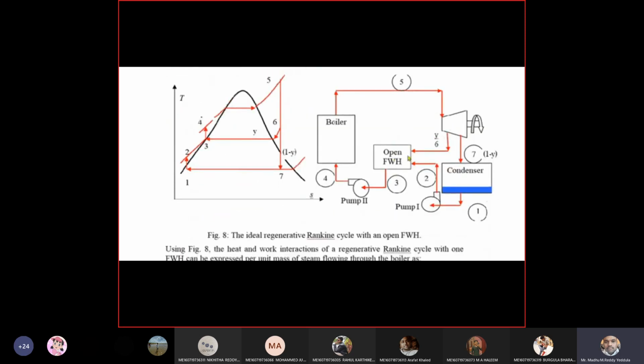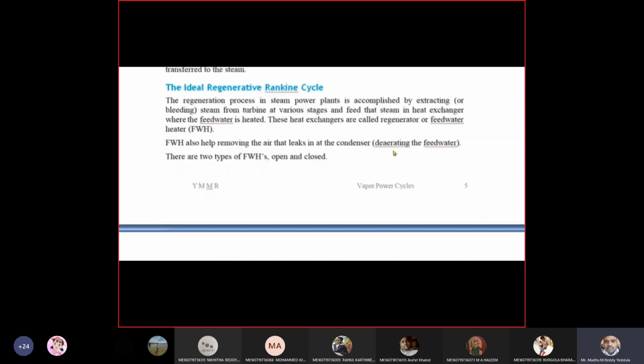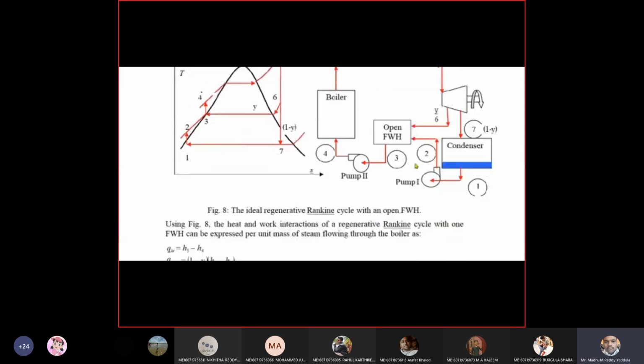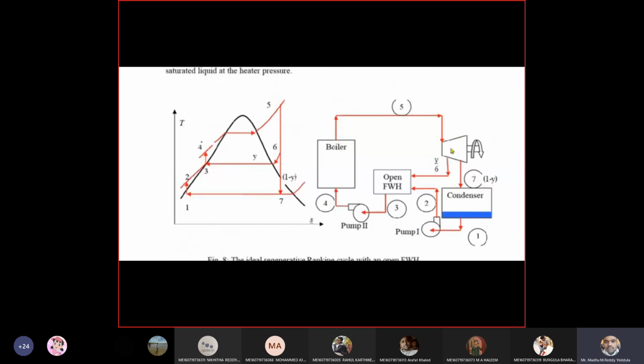Here we are mixing steam with the feed water, thereby its temperature is raised. While mixing water with the steam, what will happen? Gases will be liberated, and those gases can be removed. That process is also called deaerating the feed water. Now at point 3, what is the temperature? It is a higher temperature, right? That hot water is pumped to the boiler and the cycle is repeated.